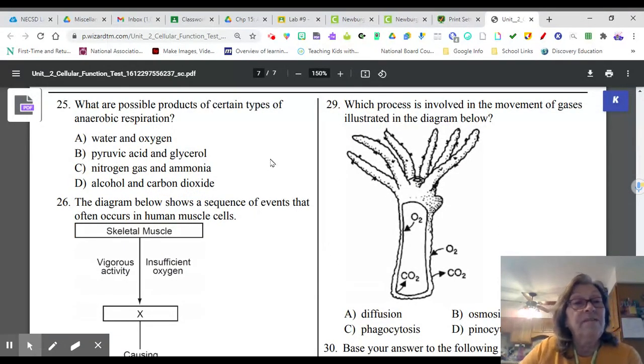Question number 25. What are possible products of certain types of anaerobic respiration? A, water and oxygen. B, pyruvic acid and glycerol. C, nitrogen gas and ammonia. D, alcohol and carbon dioxide.